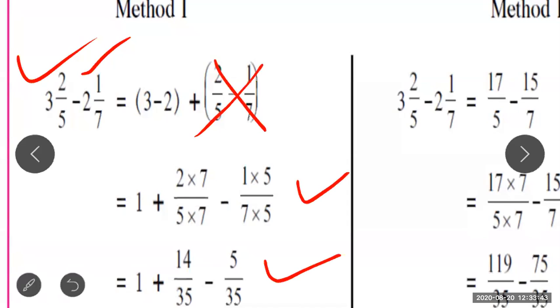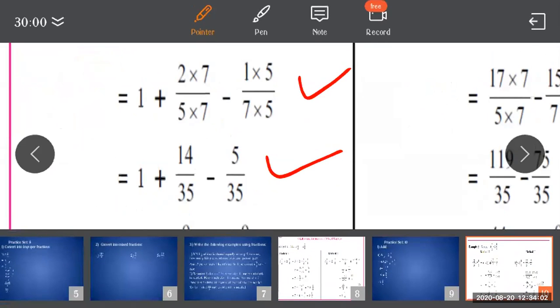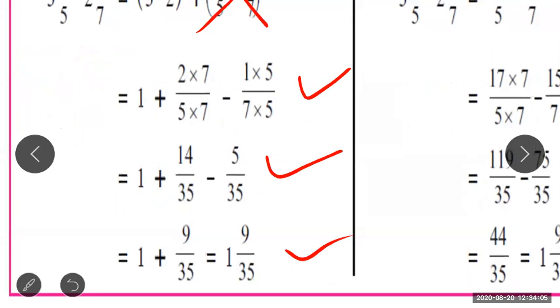So the denominator becomes equal. 1 plus 2 7s are 14 upon 5 7s are 35, minus 1 5 is 5 upon 7 5s are 35. So here the denominator becomes equal. Now last step is what? The last step is you're going to write the denominator common. That means 1 plus as it is, 14 minus 5. 14 minus 5 is 9 upon 35. 9 upon 35 you got. The last one is what you have to do. You have to remove the addition sign. So the final answer is 1, 9 upon 35.